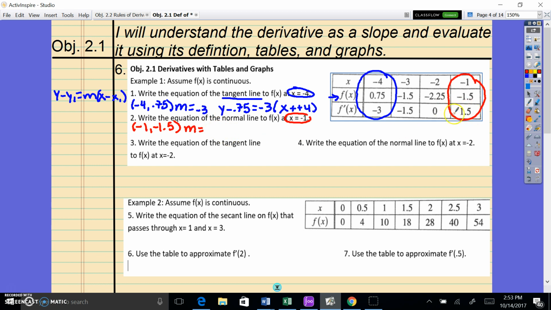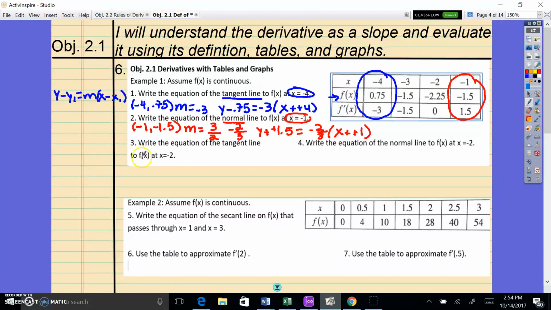I'm a little uncomfortable with using decimals and doing reciprocals, so I'm just going to change 1.5 to 3/2. That's the same as 1.5. And I'm going to take the opposite reciprocal, which would give us -2/3. And that's going to be the slope of this normal line. So I'll do my setup. It'll be y minus a -1.5, and the slope is the opposite reciprocal, -2/3. And then I'm going to multiply that by x minus a -1. So these become positive. I do not have to solve for y, so I am done.